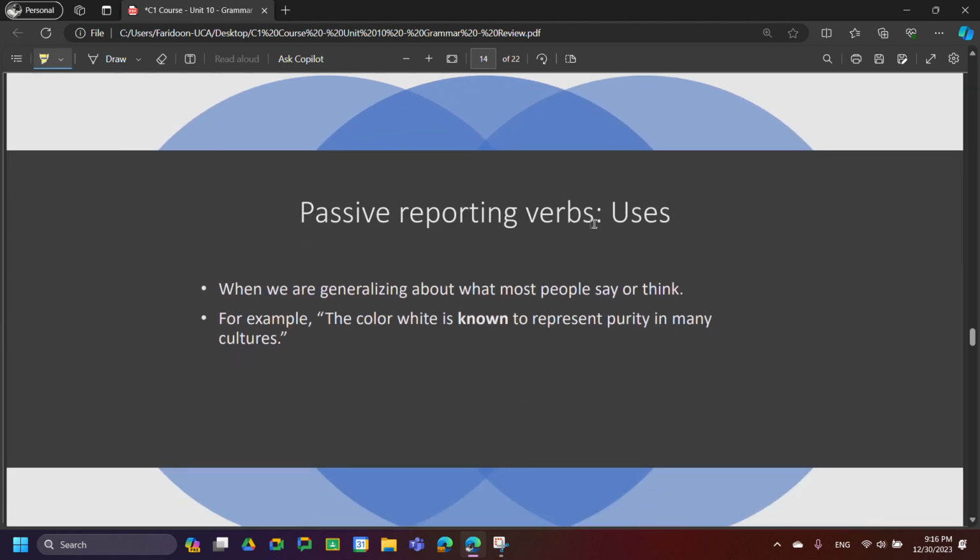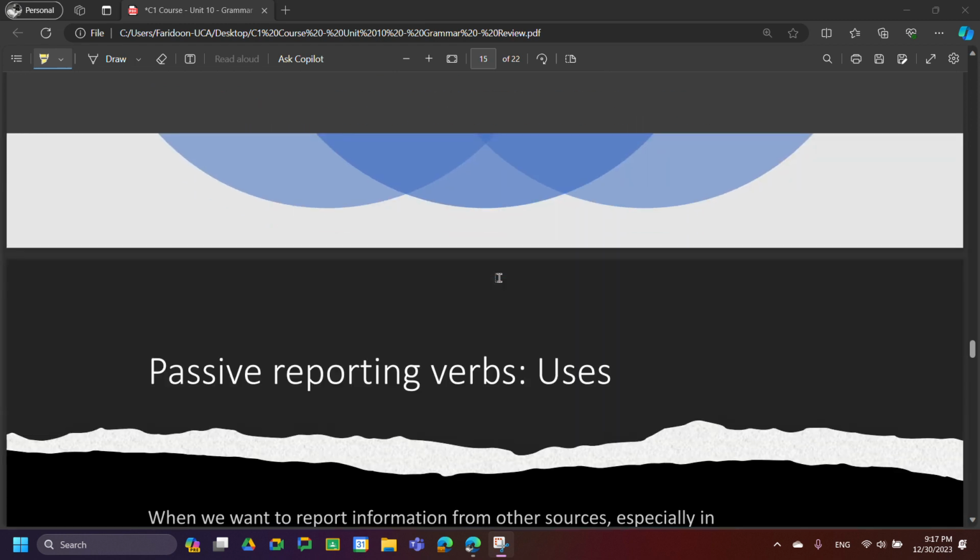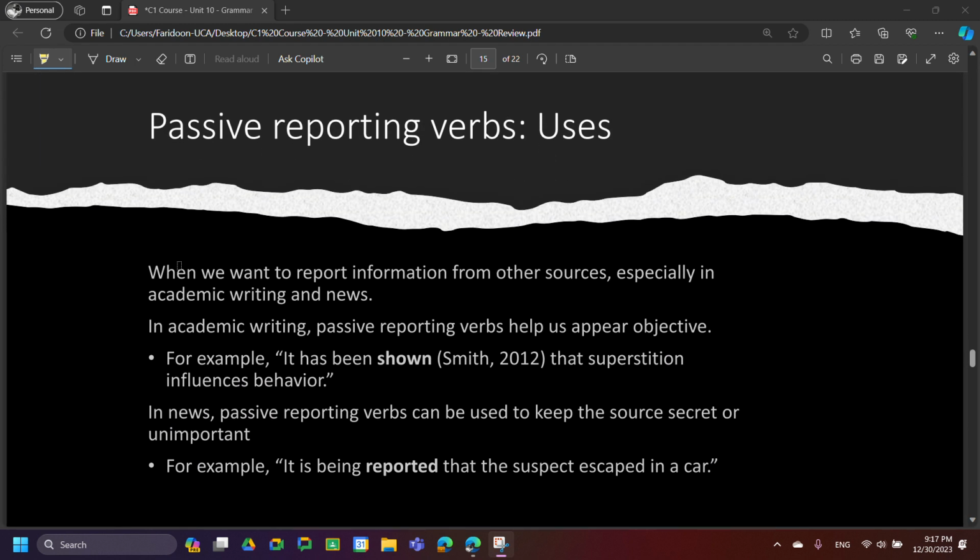So section 2, what about passive reporting verbs, right? Okay, so passive reporting verbs, guys: we use them when we're generalizing about what most people say and what most people think. For example, the color white is known to represent purity in many cultures. Now, this is what we are generalizing about. We're generalizing that many people in the world believe this, or many people in the world say this. So let's now see the next one. Another use we have is when we want to report information from other sources, especially in academic writing and in the news.